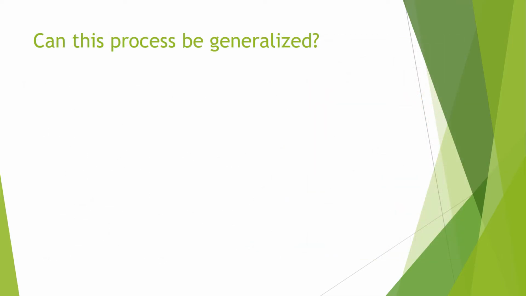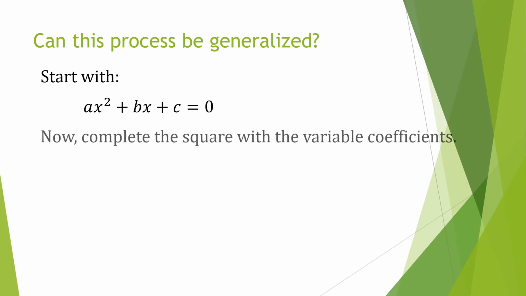Well, can this process be generalized? And the answer is yes, it can. If we start with a general quadratic equation set equal to 0, ax squared plus bx plus c equals 0, we can apply the completing the square process with the variable coefficients.